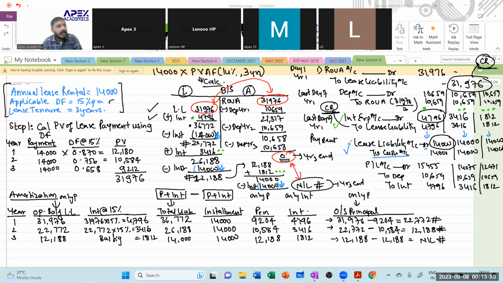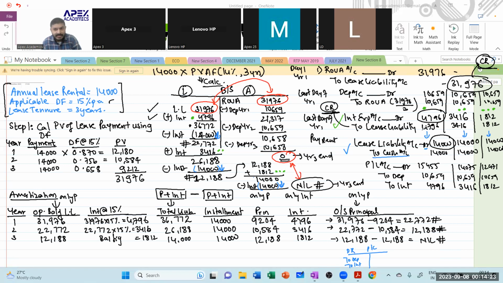Yes, sir. Depreciation and interest are expenses. They have to be debited to P&L. Basically, in your P&L account, you write over here depreciation and interest. What is the journal entry? P&L account debit to depreciation and interest. Yes, sir. Every year's interest and every year's depreciation I have transferred.